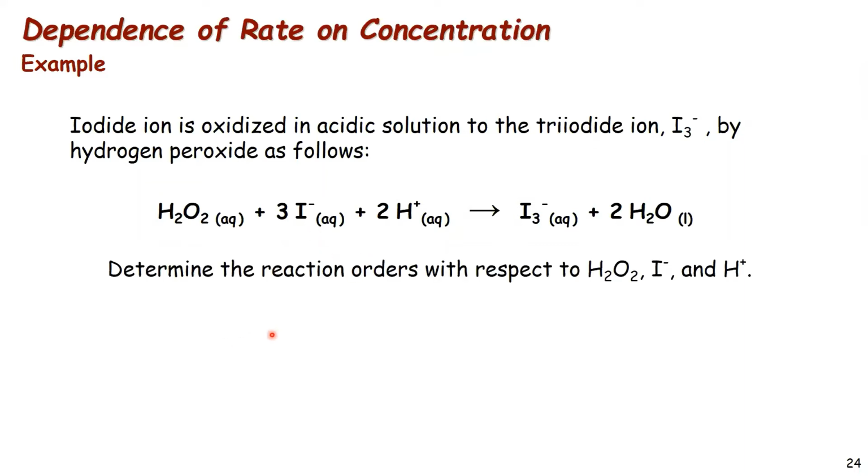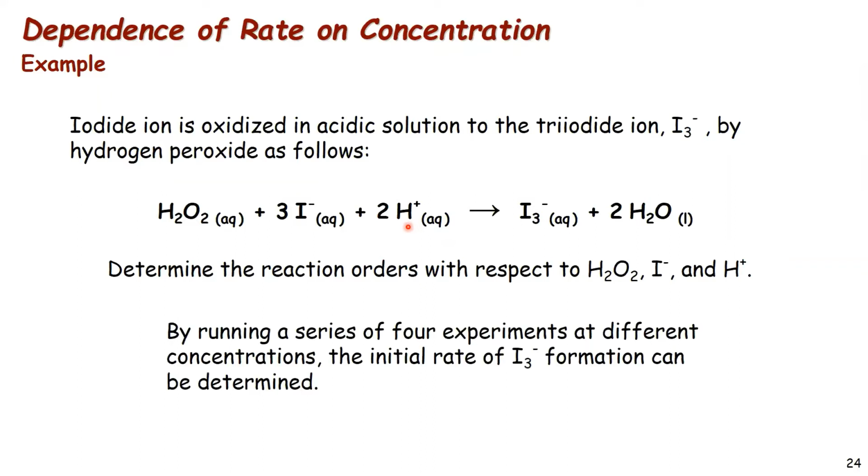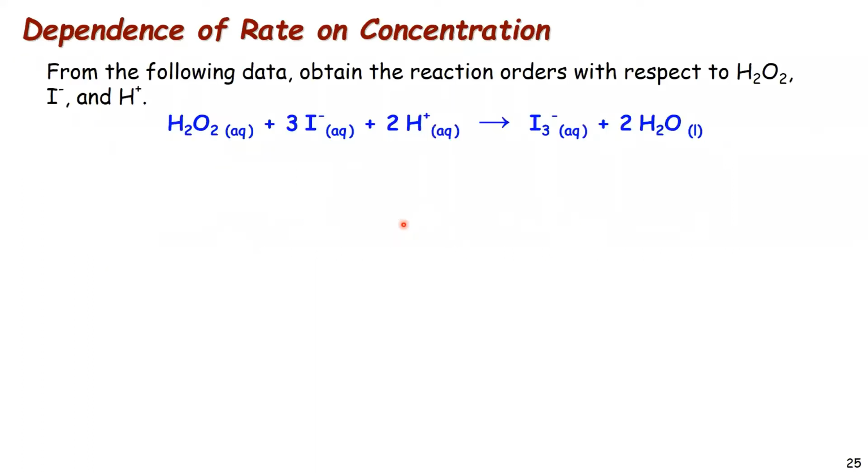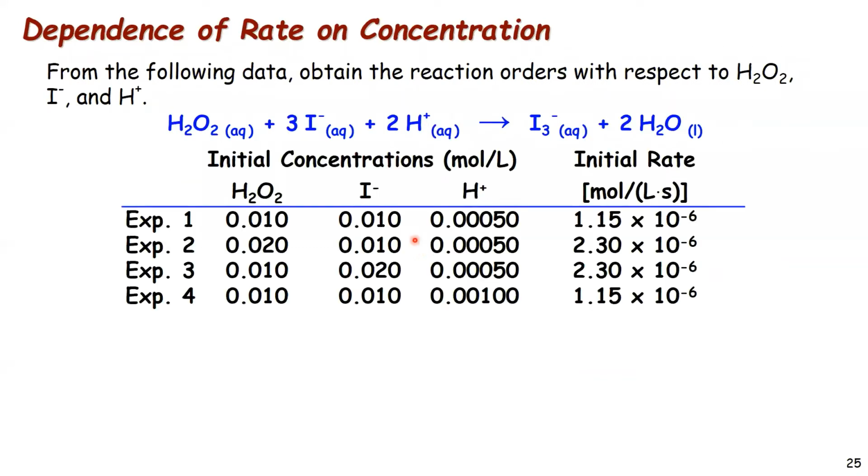Now, let's determine the reaction orders with respect to the 3 reactants: the hydrogen peroxide, the iodide, and the acid, the hydrogen ion. So we're going to run a bunch of experiments, and we're going to change the concentration of each one of these individually as we go along, okay? So here we go. There's our chemical reaction. I ran the experiment where I had the concentration of hydrogen peroxide at 0.01, 0.01 for the iodide, and 0.0005 for the acid. And I measured its initial rate to be 1.15 times 10 to the negative 6th.